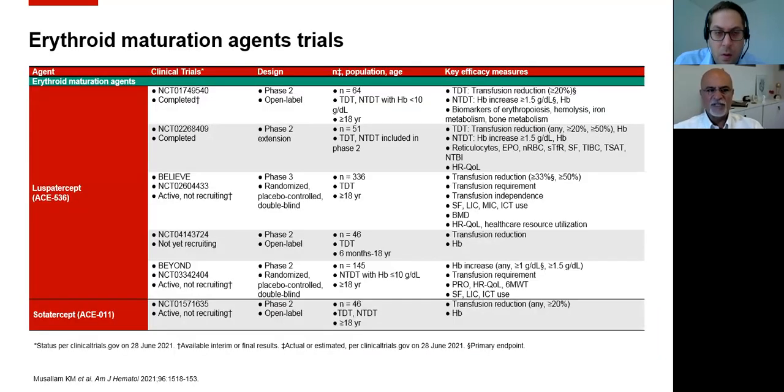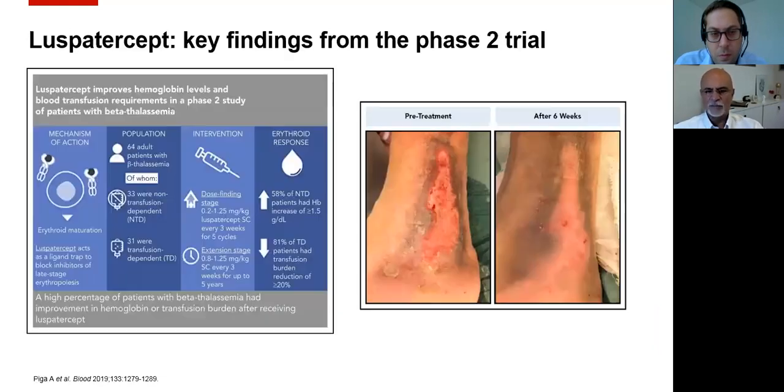These are some of the studies on luspatercept. One of them is the BELIEVE study, which is already published, and it is the study through which the FDA approved luspatercept in transfusion dependent patients. But what I'm going to highlight is the BEYOND trial.